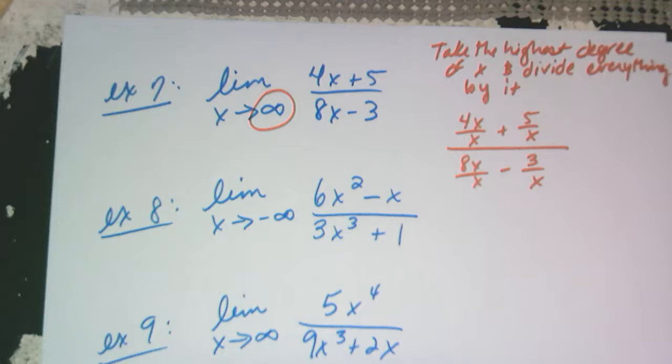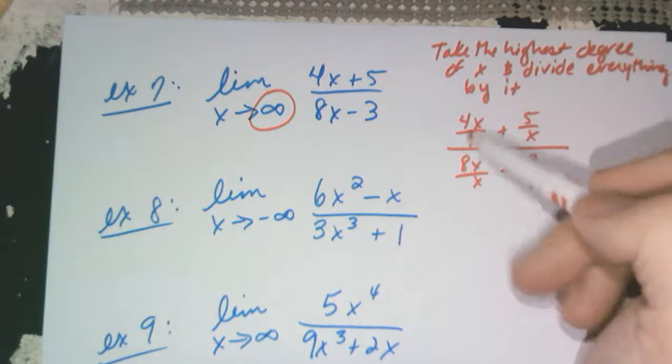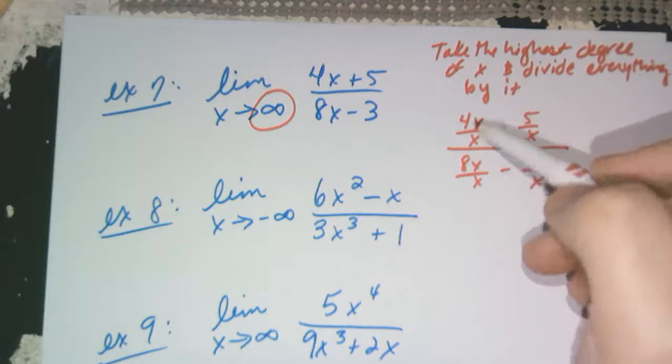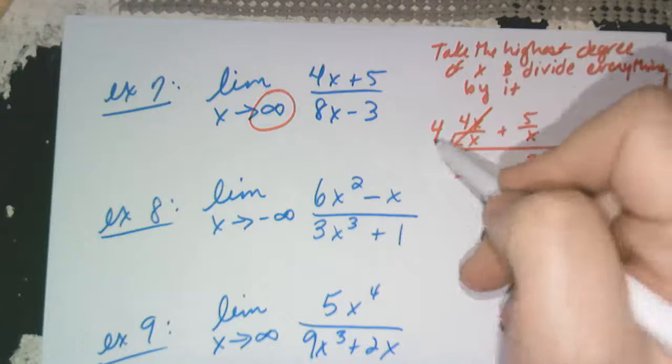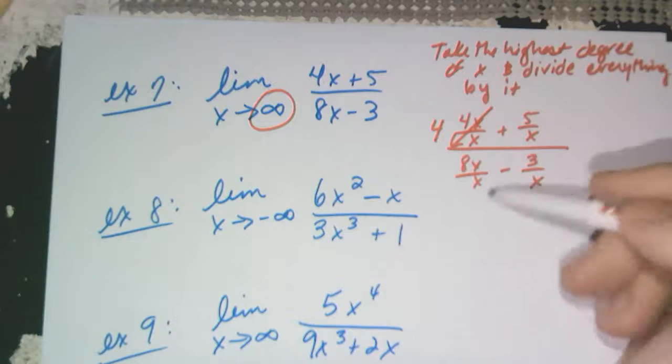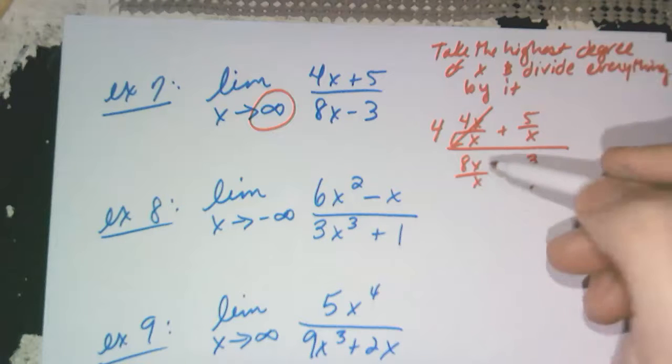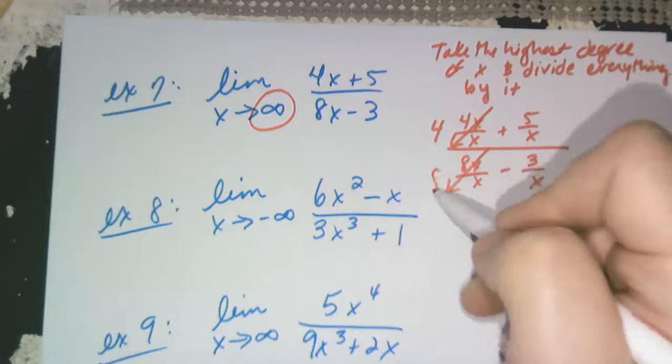Okay, now, if you can reduce it, reduce it. If not, it goes to something else. So here's what I mean. Does this reduce? Yes. What does it reduce to? So the limit as x approaches infinity, no matter what, this one is going to be 4. Okay? Does this one reduce? What does that reduce to? 8. The limit of that one is going to be 8.